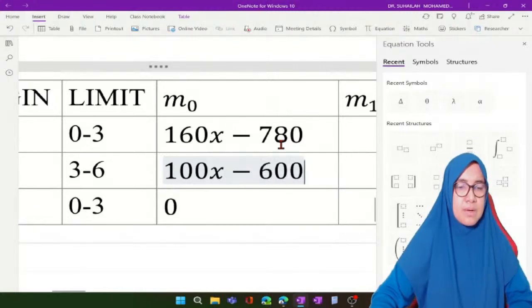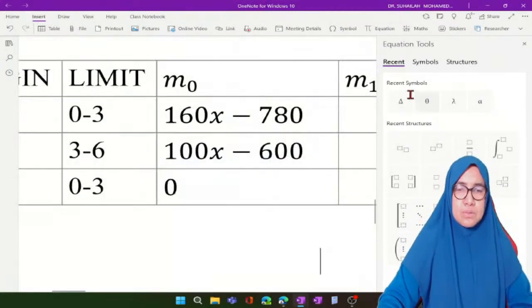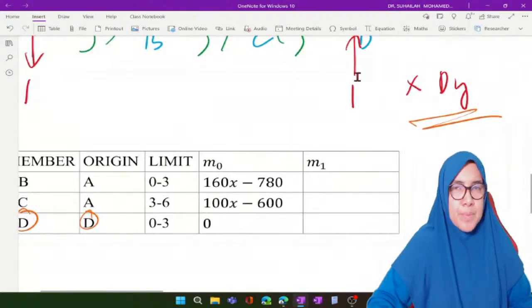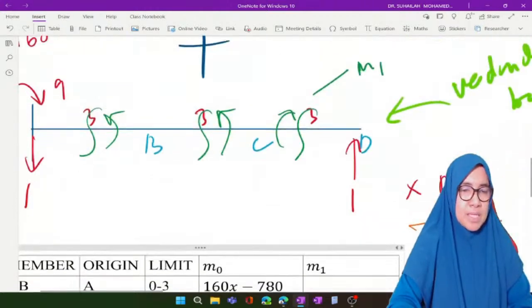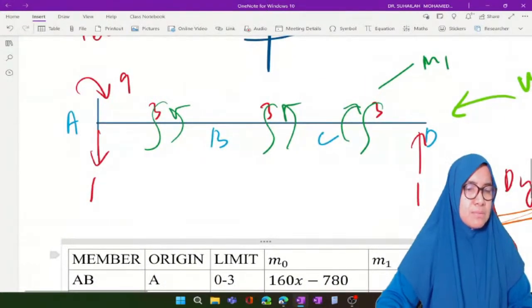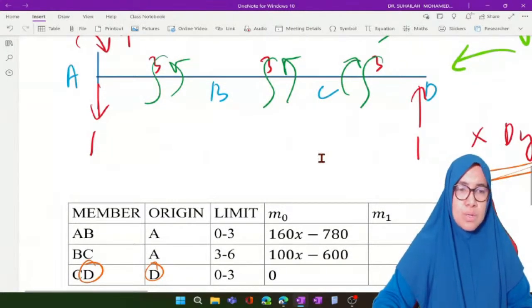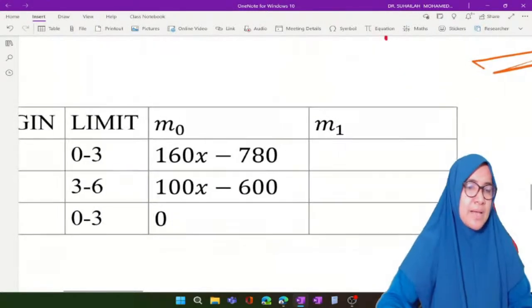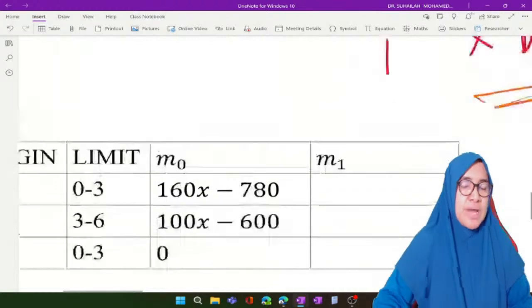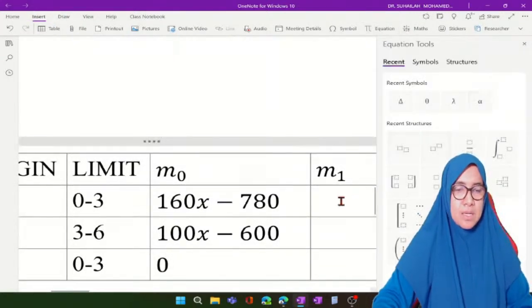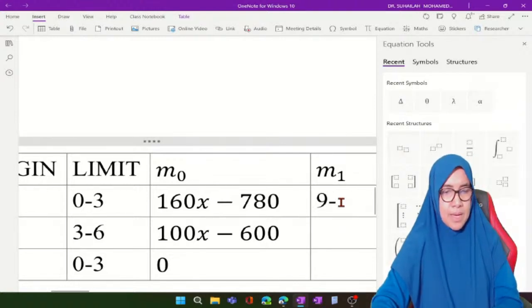Now we will write the moment equation for M1, for the redundant system. For the redundant system, for the first cutting section, it is 9 minus x. The same goes for cutting section number 2, it is also 9 minus x. So please recalculate, please recheck. It is 9 minus x.